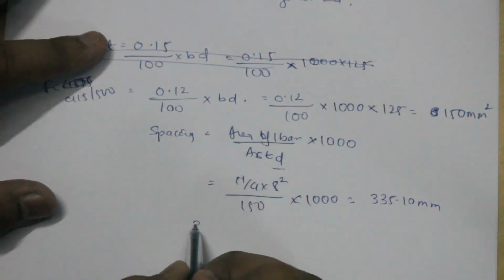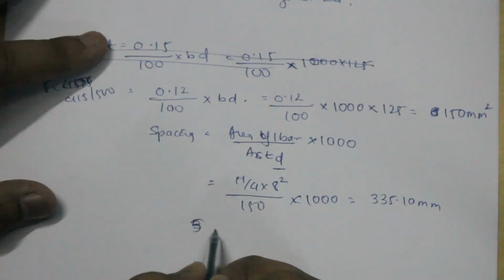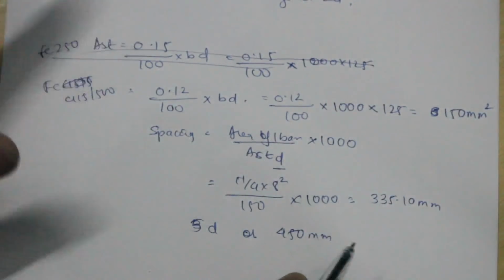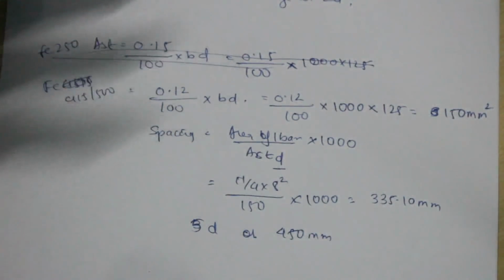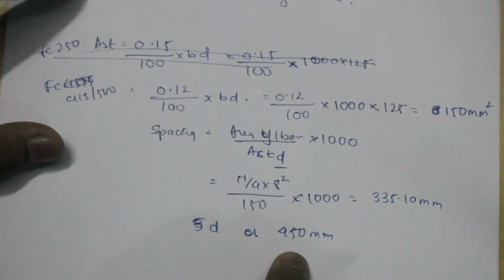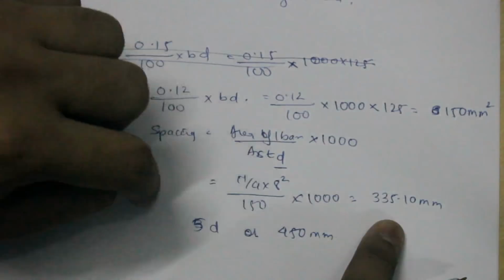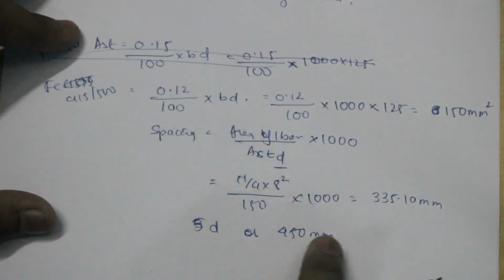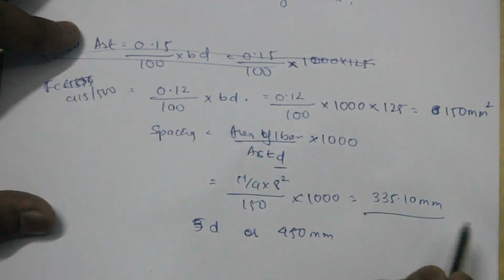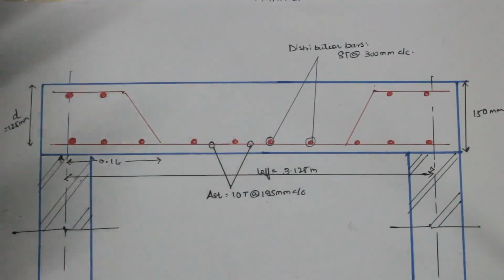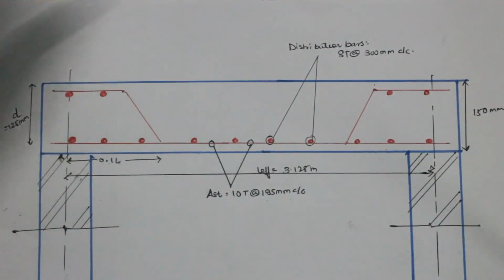Now the maximum spacing is given as 5D or 450 mm. 5 times D would be, you can calculate what it is, and 450 mm. So our value is 335 mm, which is less than these two values, so we will provide 335 mm. Okay, after doing all of that, you can finally draw the cross sectional diagram of the slab.